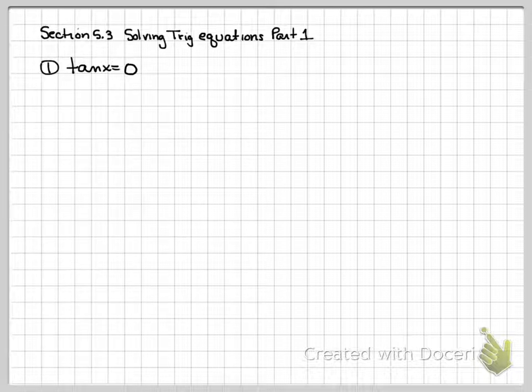Now, in our case, we have tangent of x is equal to 0. Well, I know tangent of x equals 0 occurs when x is equal to 0 or at pi. Now that's only one rotation around our circle, but we would need to include any number of rotations around our circle. So we need to write a general equation representing all those solutions.